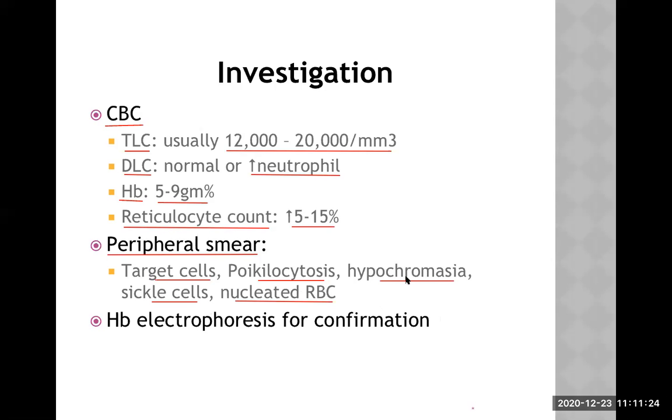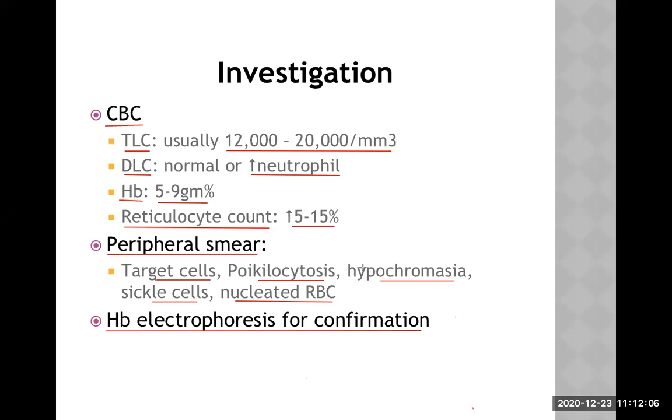Sickle cell, hypochromasia or polychromasia can also be there. Polychromasia, because a hemolytic anemia is usually manifested like that. Sickle cell is the most important feature among them all, which will give us the diagnosis. And a nucleated RBC can be there because of overactivity of the bone marrow. Hemoglobin electrophoresis will give us the confirmatory diagnosis. Now, one important question we love to ask our students. We give them different options and we ask, what is the most important investigation you will choose, which will give you the diagnosis? And the answer here is hemoglobin electrophoresis.